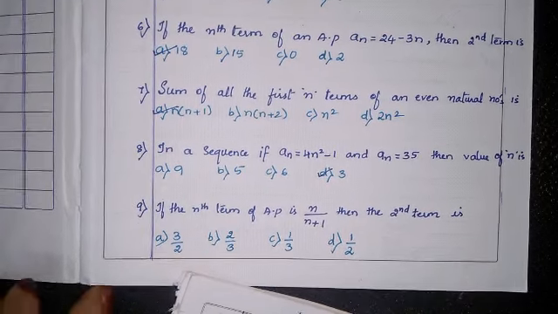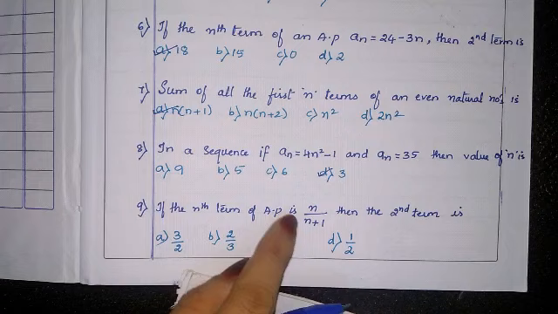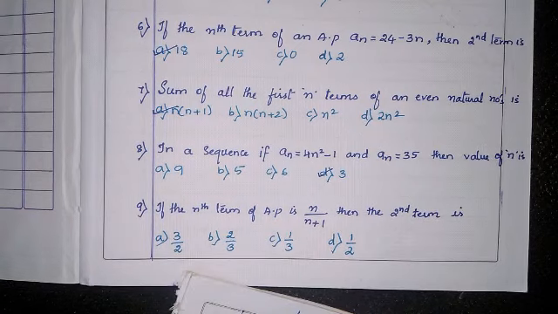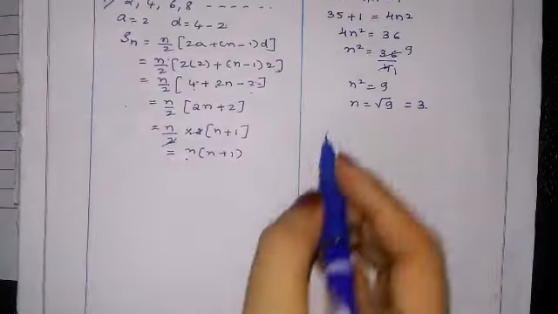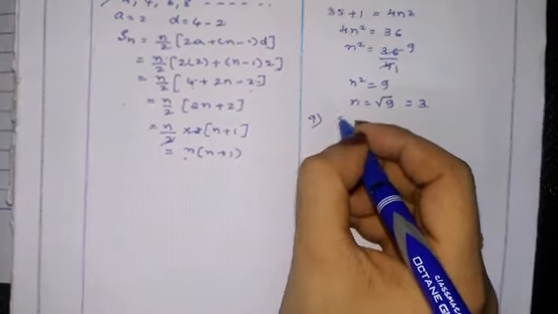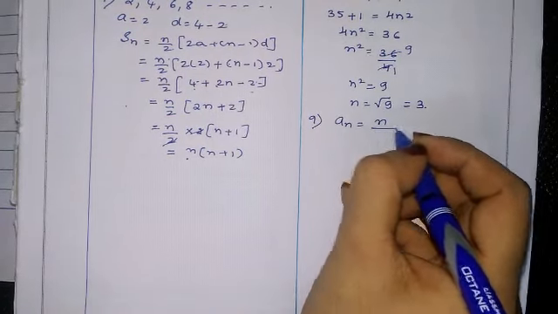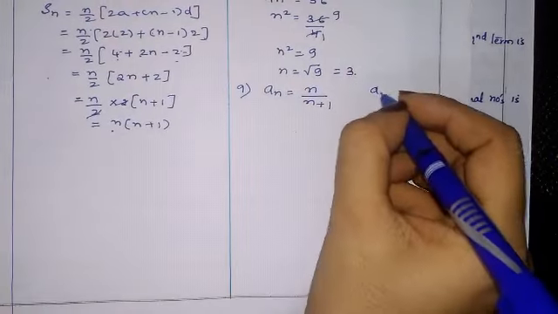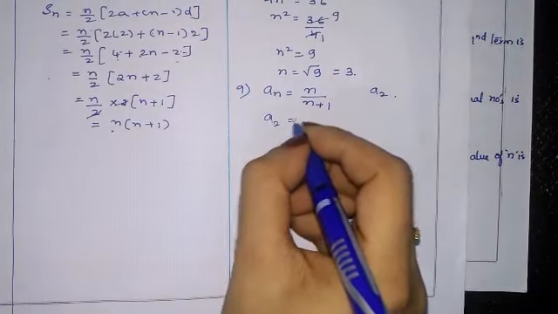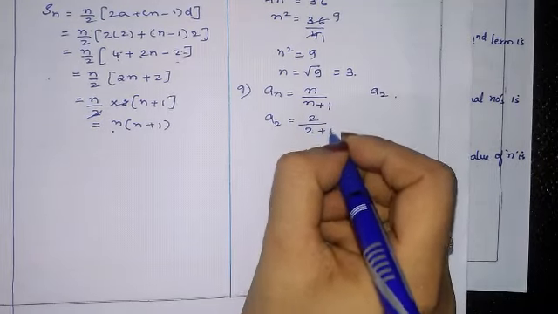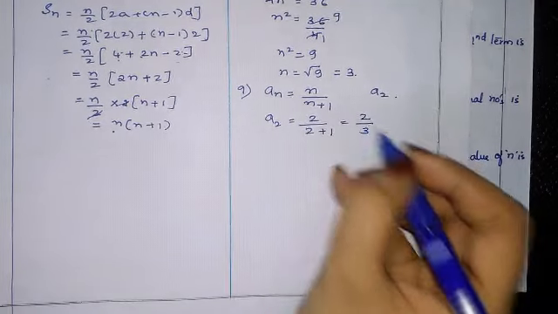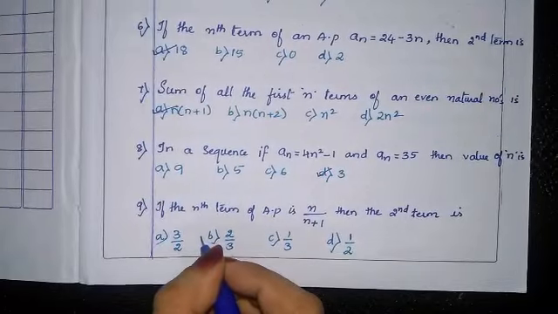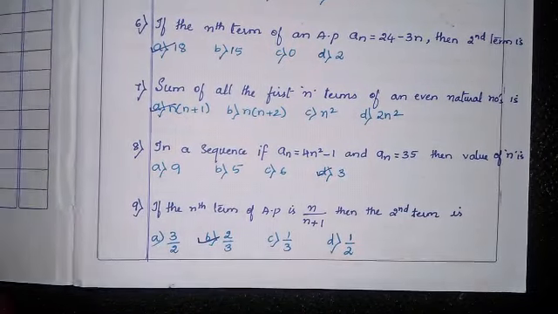Let us see the next question, the ninth one. If the nth term of an AP is n upon n plus 1, then its second term is A2 equals 2 upon 2 plus 1, that is 2 by 3. So the correct option is 2 by 3, that is B.